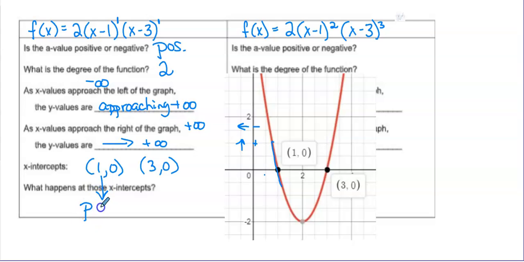We're going to say it passes, or pass, okay? And then at 3, 0, it does the same thing. The line just passes right through at 3, 0. So we'll just draw a little arrow there and write pass as well.